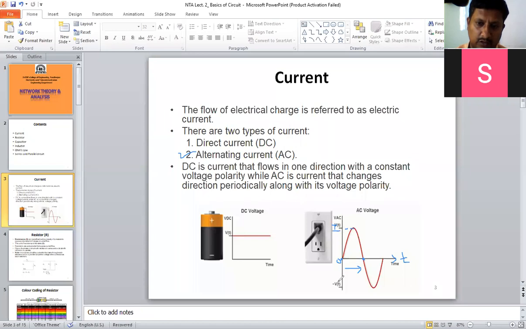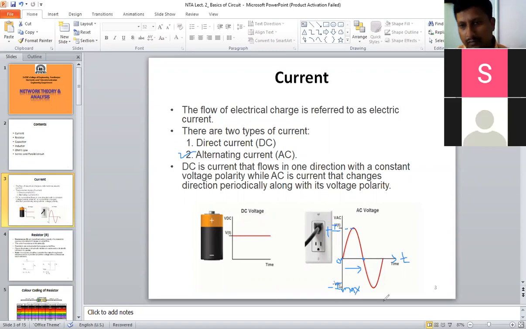We can say positive I max, and this is the negative I max. That is the negative value of amplitude of the current signal. Okay, positive I max and negative I max. So amplitude will keep changing with respect to time t. That's why it is called what? Alternating current. So these are the definitions or types of direct current and alternating current.